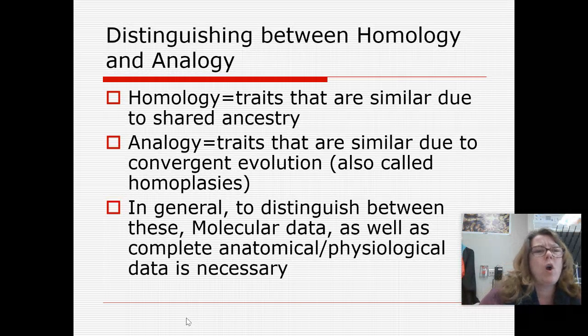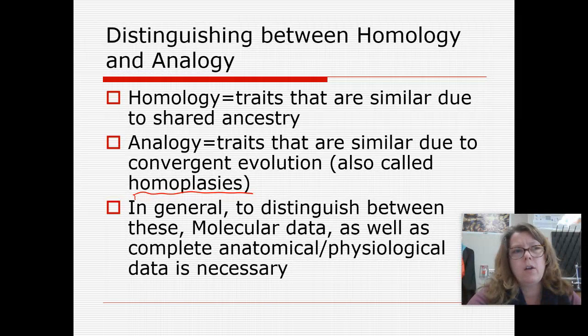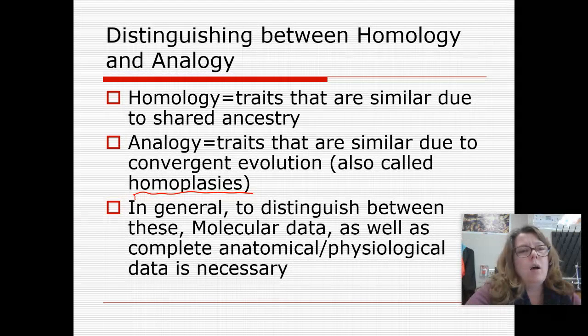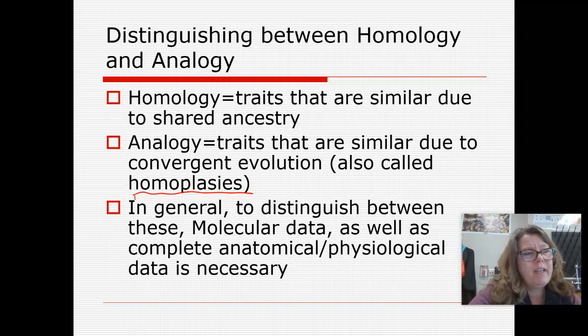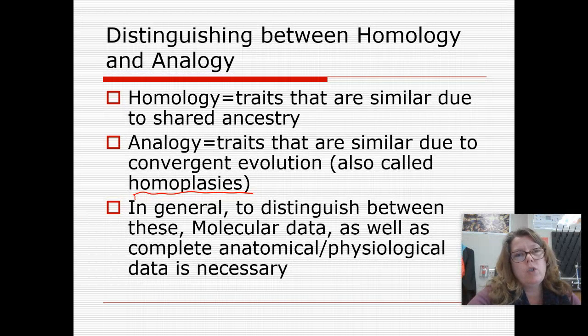And this word homoplasy, I don't know that that's a College Board term that you have to know, but that's a term for an analogous trait, is a homoplasy. But in general, these days, it's really hard to distinguish when you're just going with physical characteristics. It's hard to distinguish whether that trait is due to a common ancestor or if it's just an analogous trait. And so for the most part, what we do is use molecular data now to do classification.